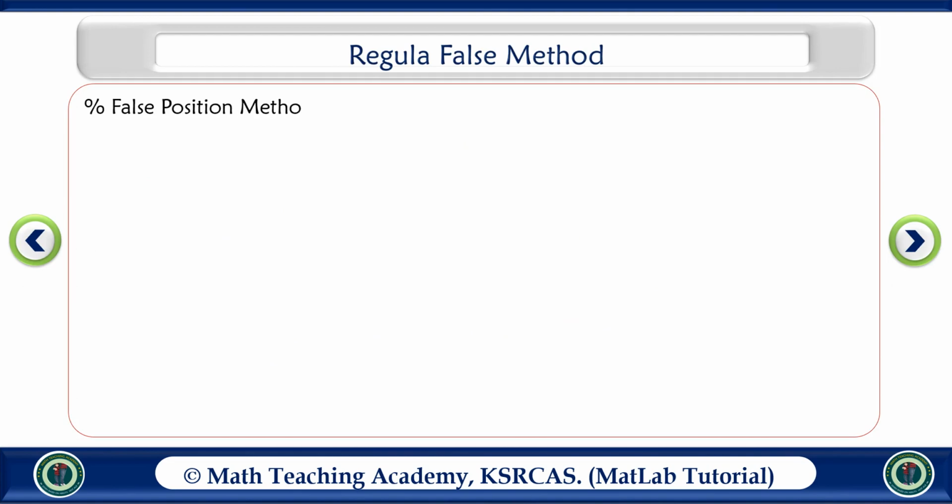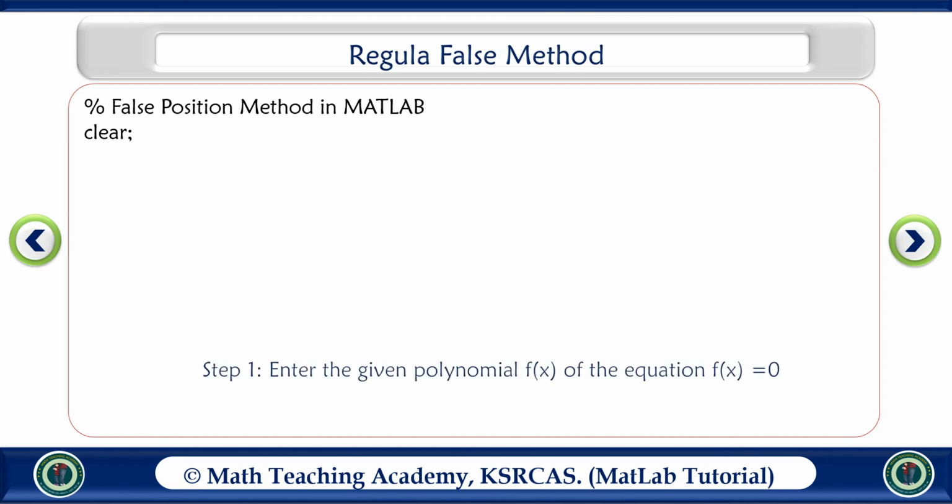Now we are going to look at the coding of the Regula-Falsi method. The first line is percentage false position method in MATLAB. This is a comment line. The percentage symbol denotes that this line is a comment line, and this line helps the user to know what this program will do. And then clear semicolon. This command clears the memory.